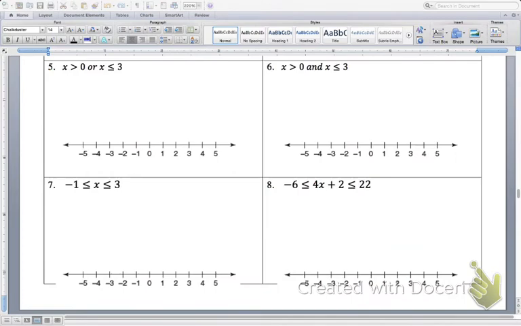Now, number 5, same thing, an or inequality. We can go straight to our graph. At 0, open circle, and greater than to the right. So open circle to the right. All right, those are all solutions there.